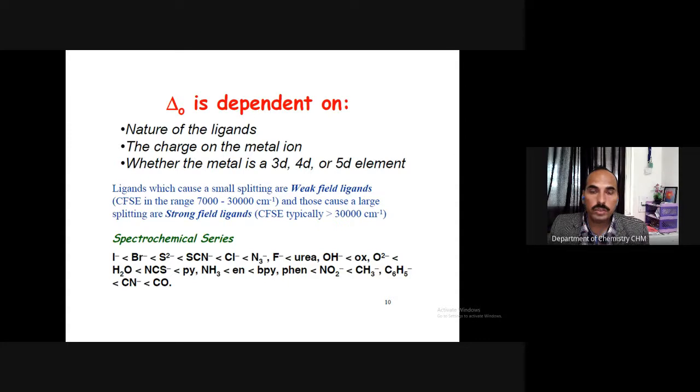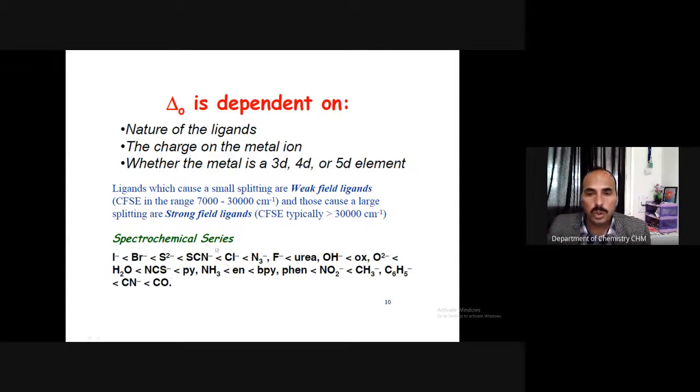So how do we know this information? Again, I am repeating, this information is coming from the experimental data, the spectroscopic data. That's why this is called the spectrochemical series, right? This is called a spectrochemical series because the data used to create this series comes from experimental data from spectrophotometry.